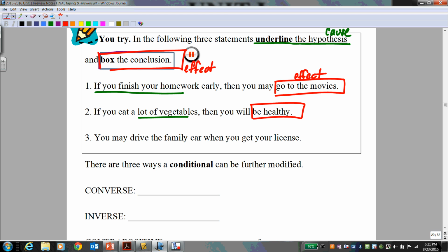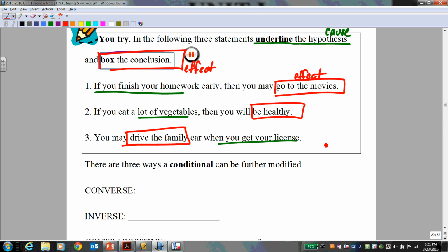You may drive the family car when you get your license. Careful here, the cause is not always first. Your hypothesis here is when you get your license. And the conclusion is then you get to drive the family car. So watch it, the order can switch up on you.